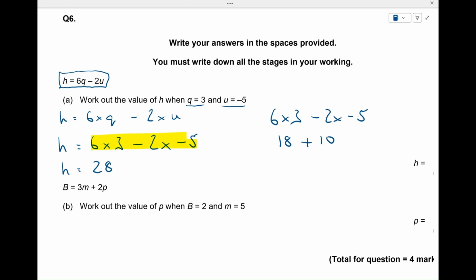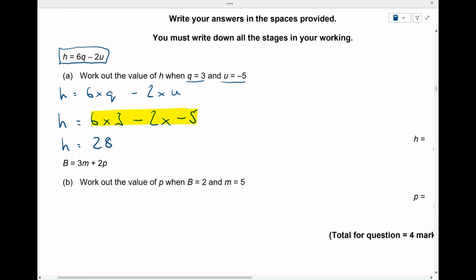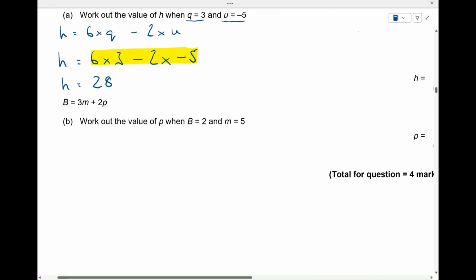Hence it's 28. But you don't need to do that. You can do the working on the left and put that expression, which I've shaded in yellow, straight into your calculator. Next one. Now this one, I'm given a formula, b equals 3 times m plus 2 times p.